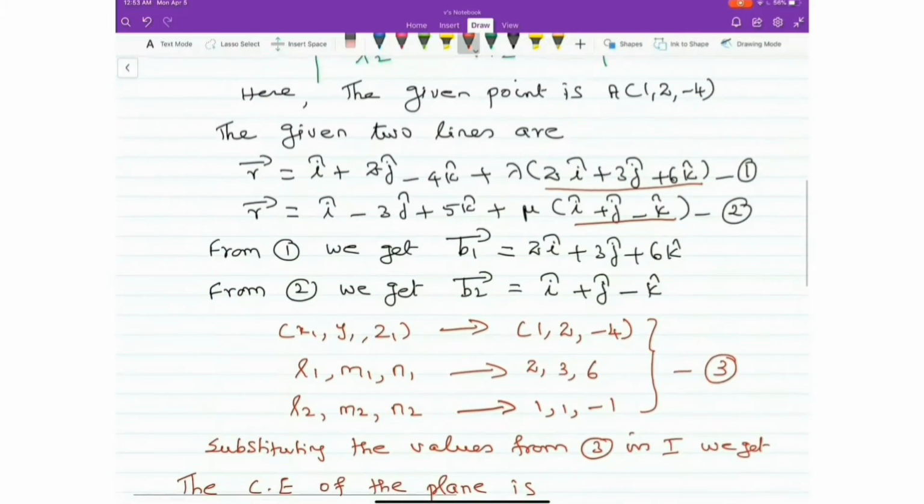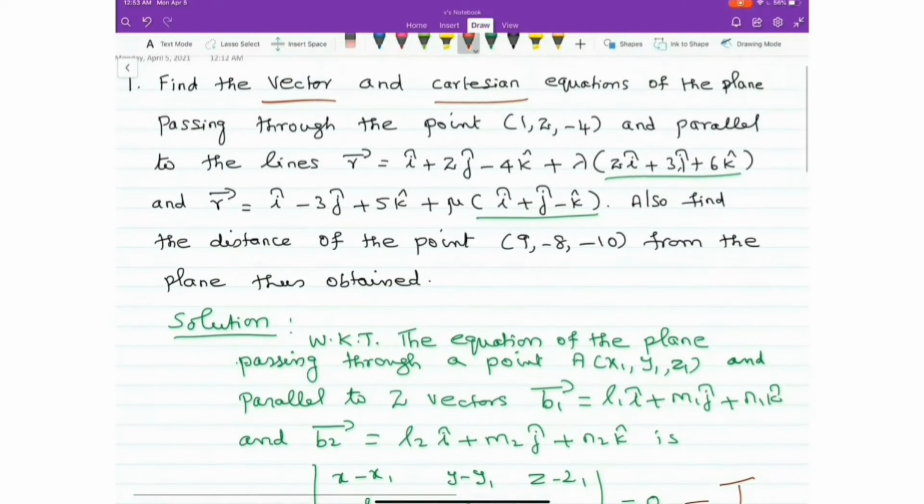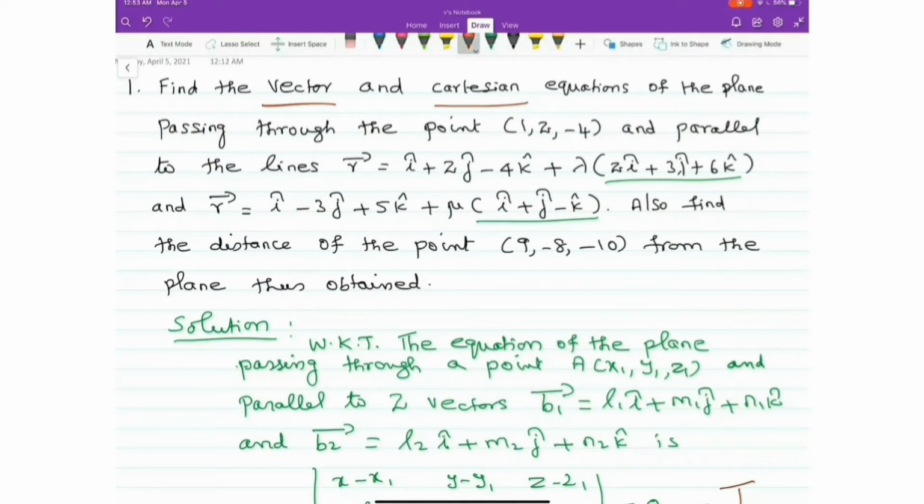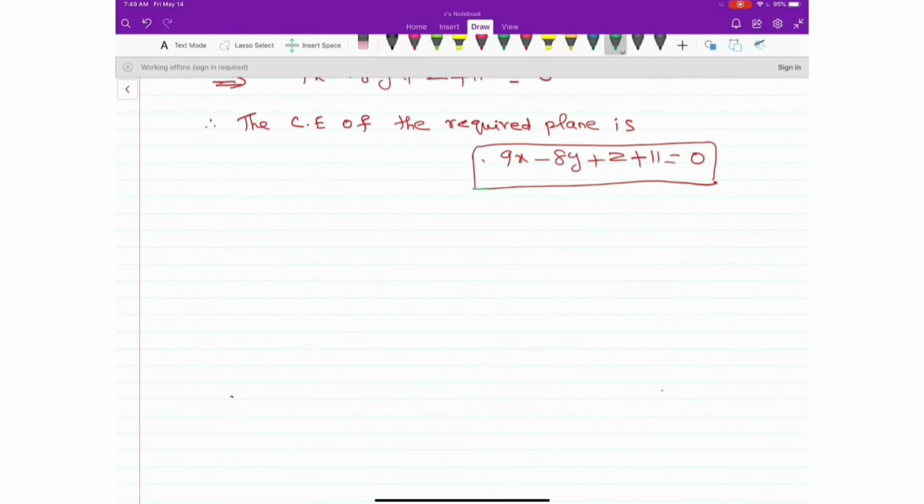If you see the question, you have found out the Cartesian equation of the plane. Now I have to write the vector equation of the plane. So let me do that now. Now that you know the Cartesian equation of the plane, we can straight away write the vector equation of the plane. We have done many questions based on that.